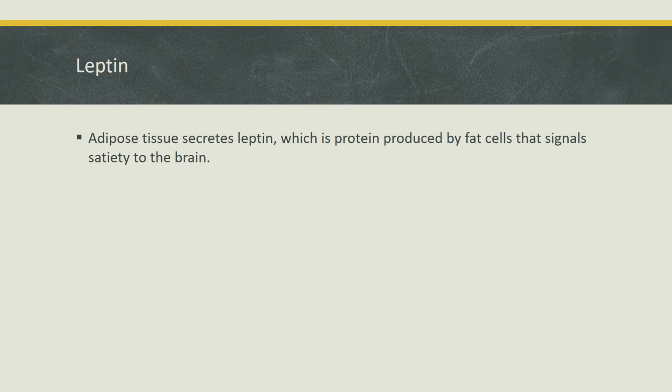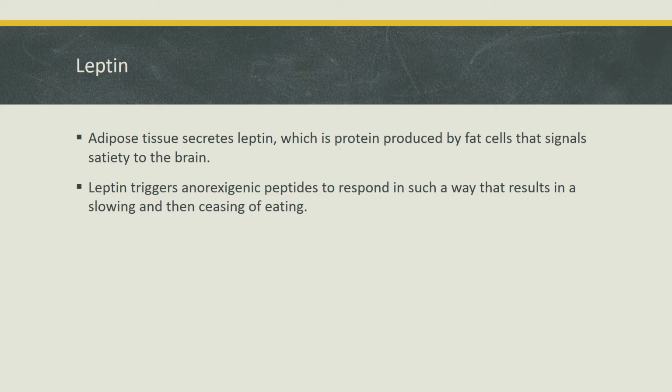Leptin is a protein produced and secreted by adipose cells to signal satiety to the brain. When the brain receives leptin, it then triggers anorexigenic peptides to induce the feeling of satiety, and thus the slowing and stopping of eating occurs. Therefore, as leptin levels decrease, eating increases.